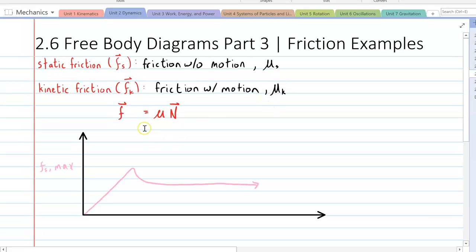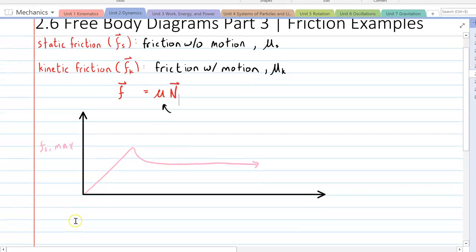And then also, another review, this equation relates the friction to the normal force, and we see that it depends on the coefficient of friction, whether it be static or kinetic. It depends on which context you're given. And then also we should look at this diagram right here.